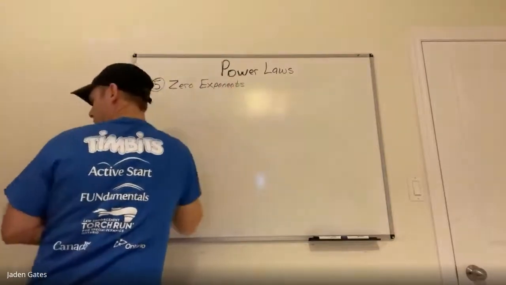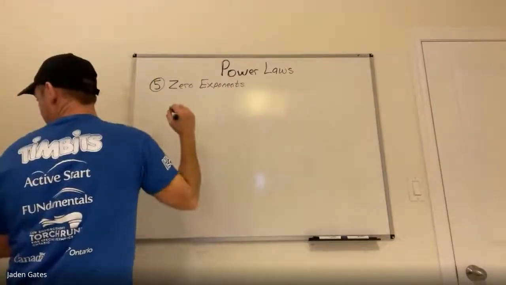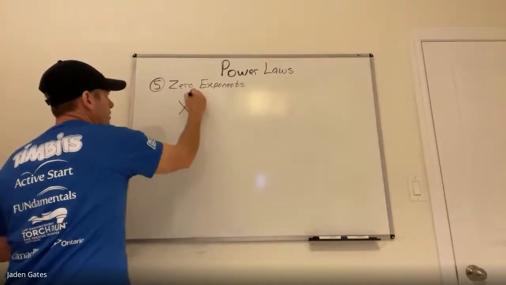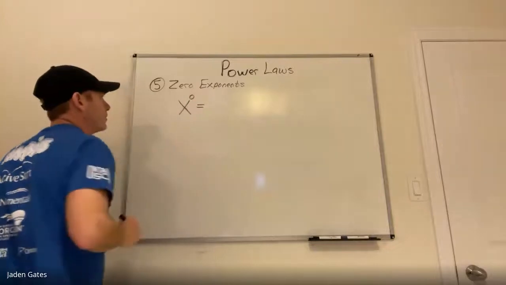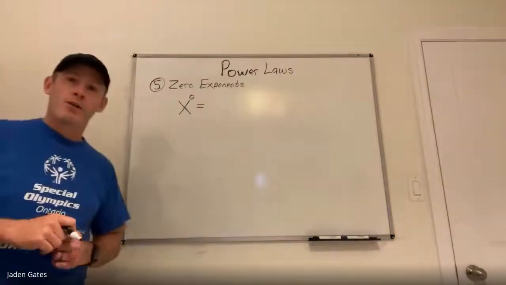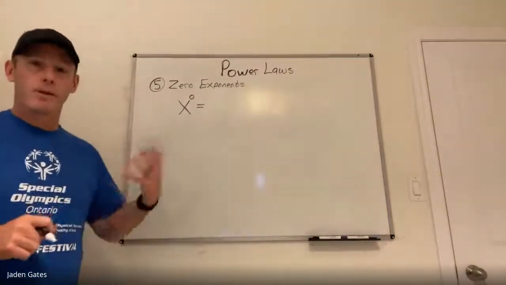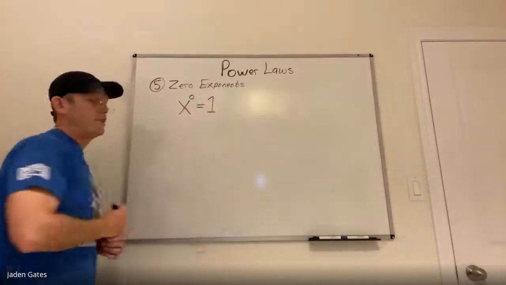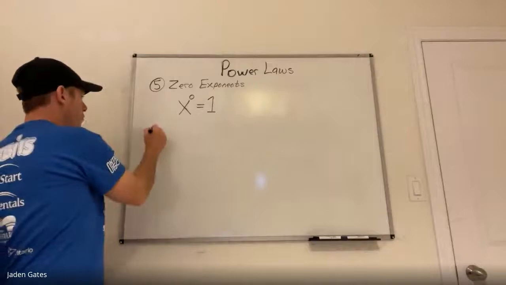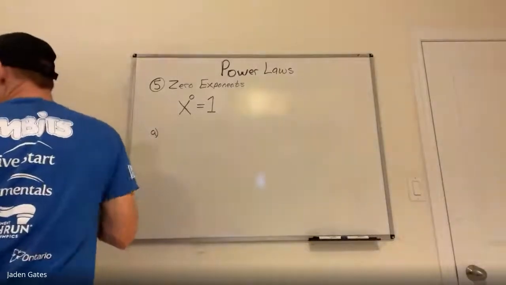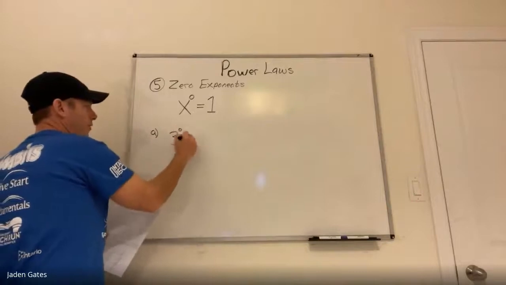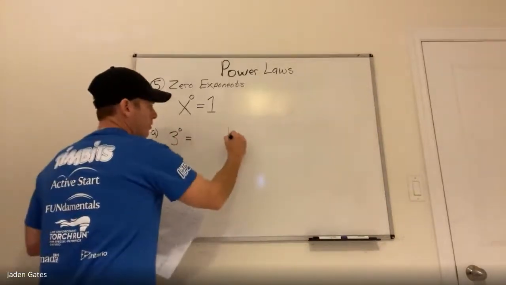All right, so with 0 exponents, you have something like this: x, it doesn't matter what your base is, to the power of 0. And here's the best part: no matter what the base is, if you have an exponent of 0, the answer is 1. So we could have something like, let's see, a bunch of different scenarios. We could have 3 to the power of 0.